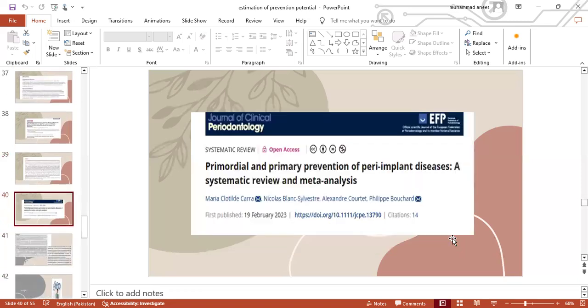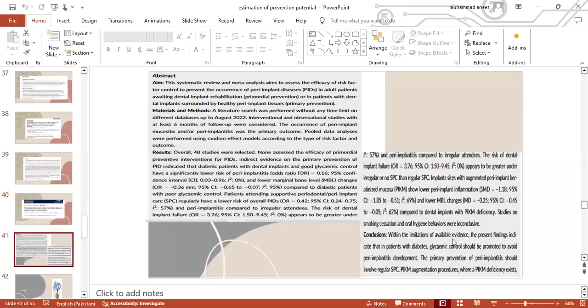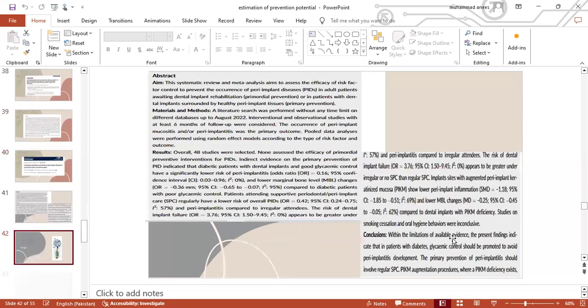This is another one: primordial and primary prevention of peri-implant diseases. Our systematic review and meta-analysis also shows that primordial prevention is better than primary. So moving on to the MCQs.